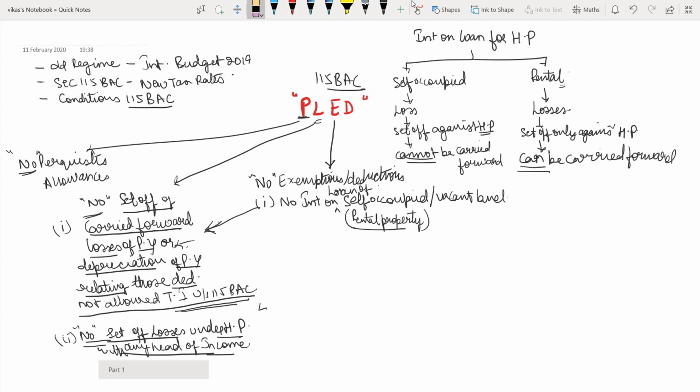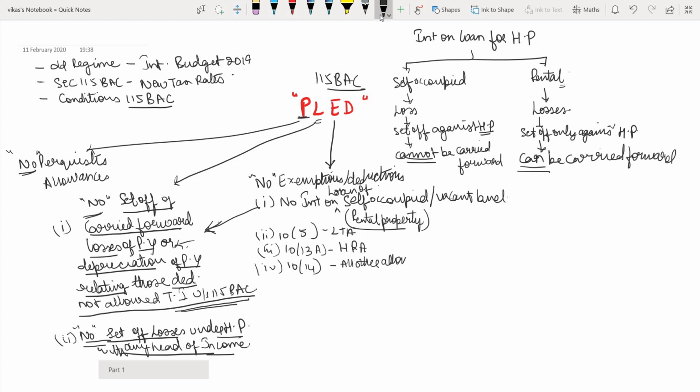Okay. So, the next exemption which is not allowed. Now, there is a list of exemptions. Let me note it down over here. The second one is 10(5), that is LTA. LTA is not allowed. The third one is 10(13)A, that is HRA. HRA is also not allowed from now onwards. And the fourth one is 10(14), that is all other allowances.